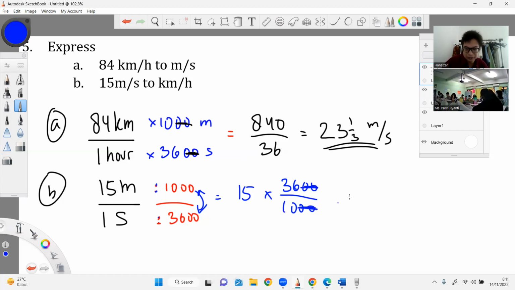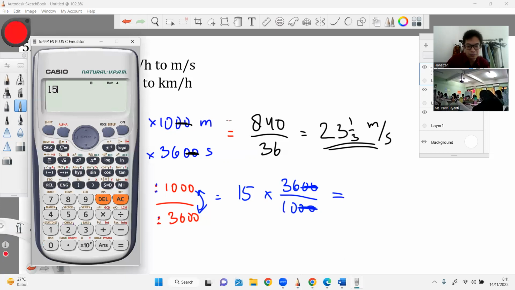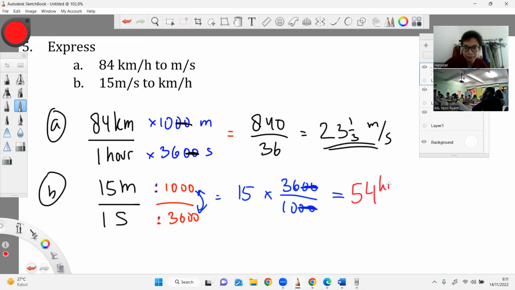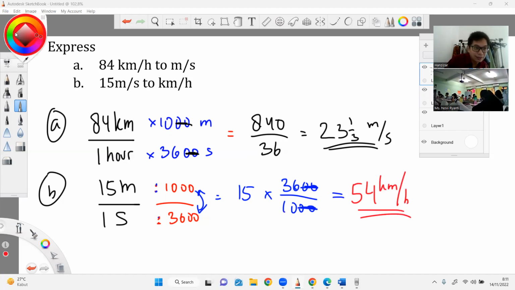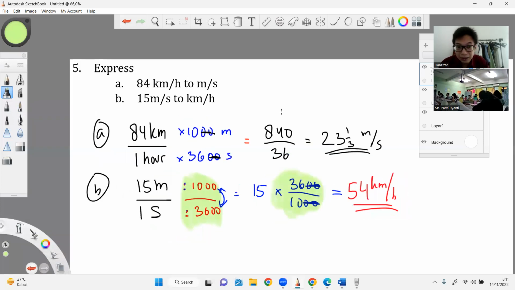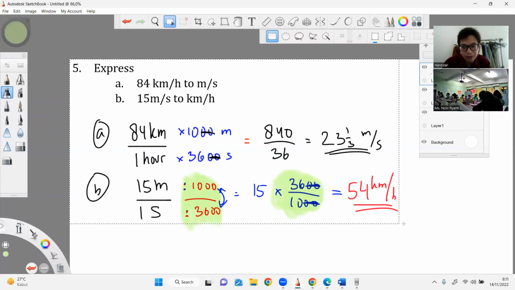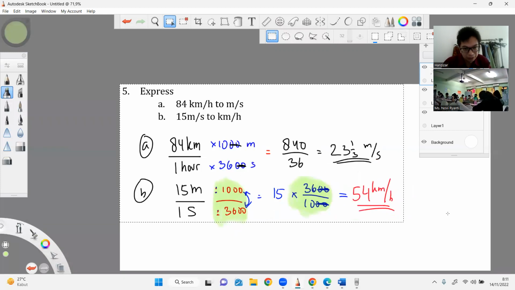Cross out, cross out. Okay, so you can simplify, but I think you don't have to. You have a calculator, right? So 15, you multiply by 36 over 10. 54 is a good number. Okay, so what is hard is here on question B. Divide by 1000 over 3600 means multiply by 3600 over 1000. If you want to simplify 18 over 5, 5 over 18, no problem. But I think I prefer this kind of working better.